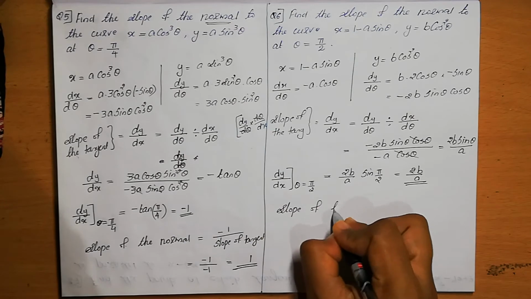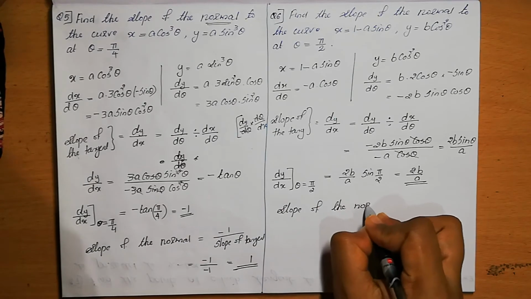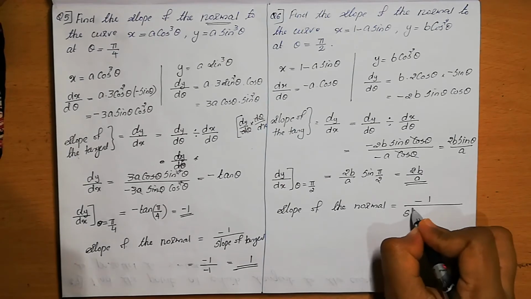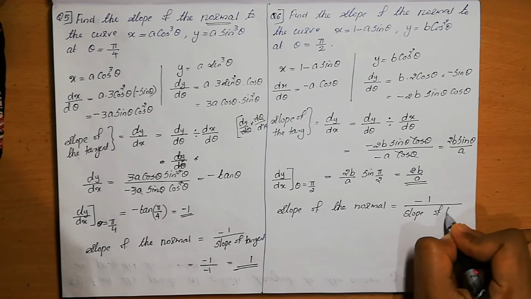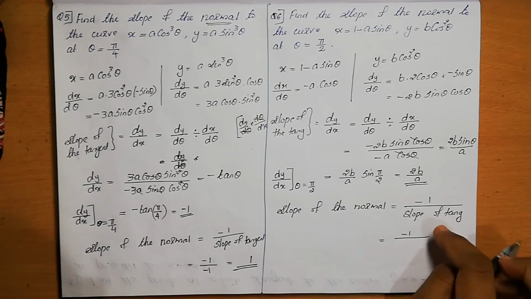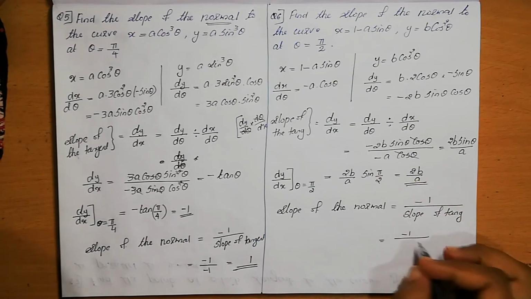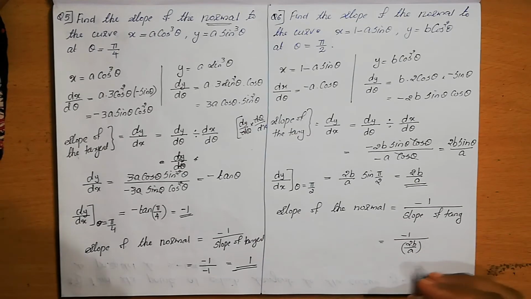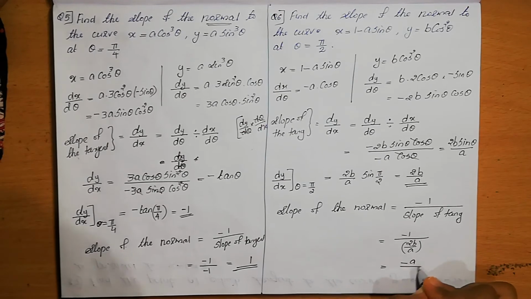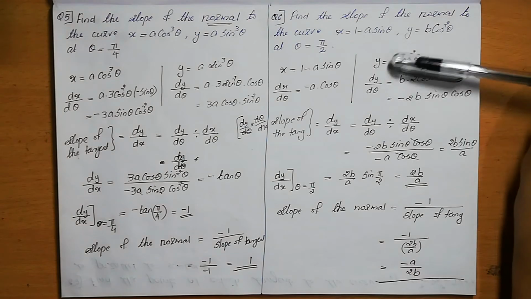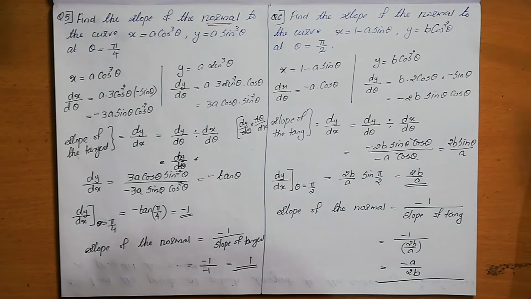Next we know that slope of the normal equal to minus 1 by slope of the tangent. That is equal to minus 1 by 2b by a. That means we need to write the reciprocal. So minus a by 2b is the slope of the normal to the curve x equal to 1 minus a sin theta, y equal to b cos square theta at theta equal to pi by 2.